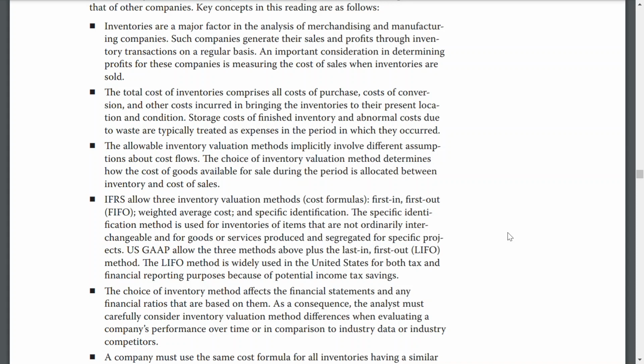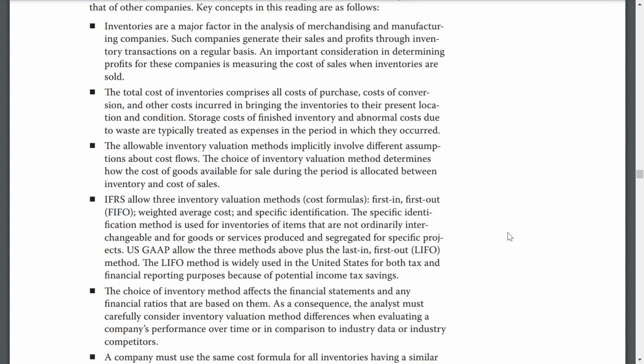Storage costs of finished inventories and abnormal costs due to waste are typically treated as expenses in the period in which they occurred. The allowable inventory valuation methods implicitly involve different assumptions about cash flows. The choice of inventory valuation method determines how the cost of goods available for sale during the period is allocated between the inventory and cost of sales.